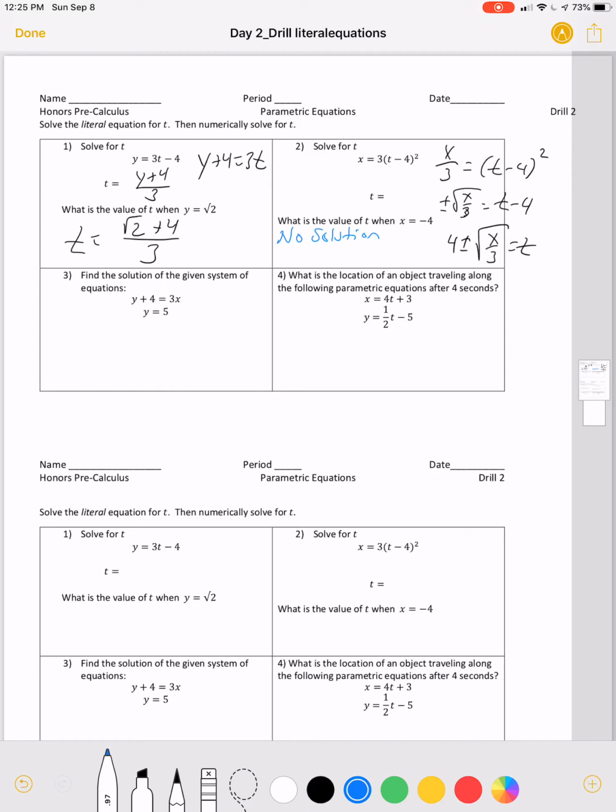If, however, we're using imaginaries, which is a possibility, then we would have solutions. We would actually have 2 solutions in this case. If we use imaginaries, we would have 4 plus or minus square root of negative 4 thirds, and that can be simplified because the negative under the square root comes out to the front as an i. So that would be 4 plus or minus i square root of 4 thirds.